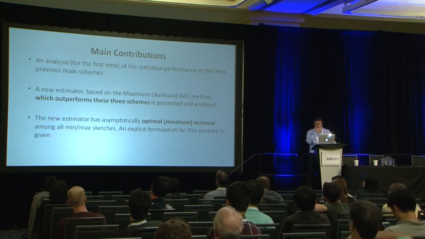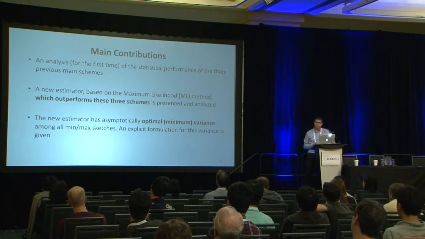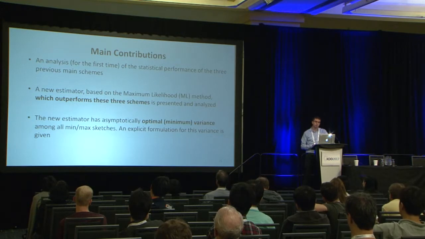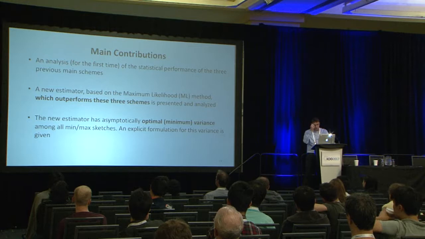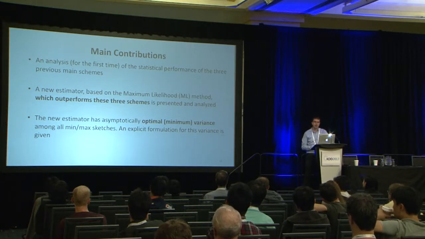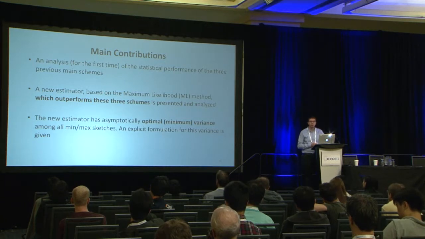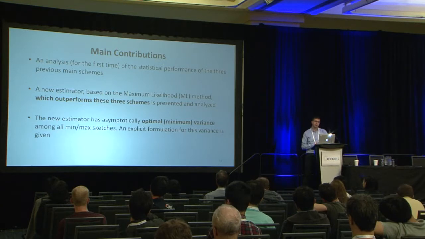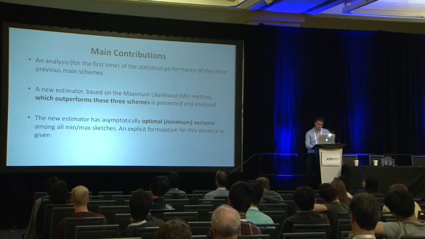Our main contributions in this work are as follows. First, an analysis, for the first time, of the statistical performance of these three previously proposed schemes. Second, a new estimator based on the maximum likelihood method, which outperforms the three previous schemes, is presented and analyzed. And third, our new estimator has asymptotically optimal minimum variance among all min-max sketch-based schemes. We also give an explicit formulation for this optimal variance.